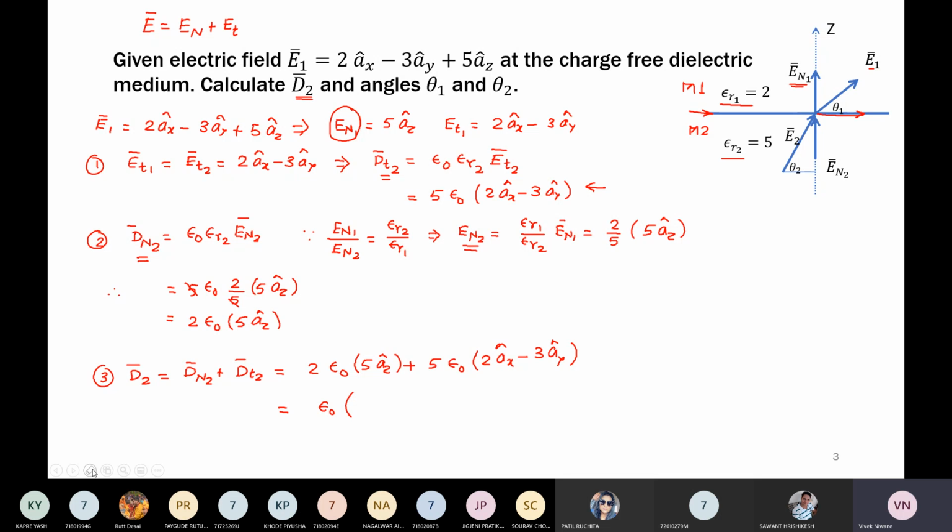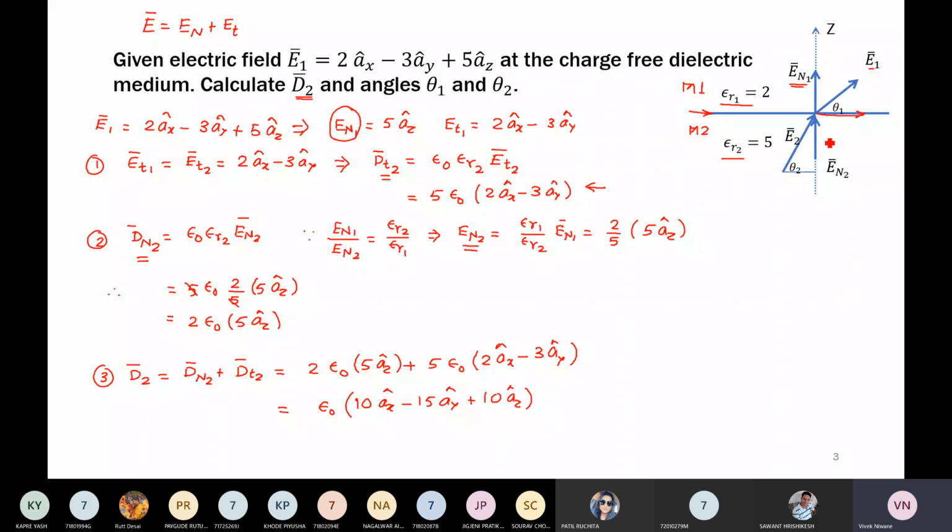So we have 10 ax cap minus 15 ay cap plus 10 az cap. Okay, we will have all these things with us. Now, the first target is achieved. What is the expression of d2?